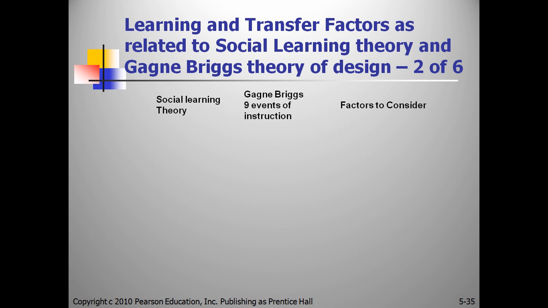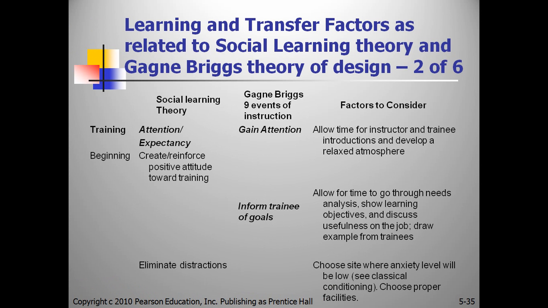Once the training begins, social theory continues a positive approach meant to create and reinforce buy-in from the audience. The limiting of distractions is also a key element to successful training, and it feeds into the Gagne-Briggs design theory by gaining and maintaining attention and ensuring that trainees fully understand the goal.